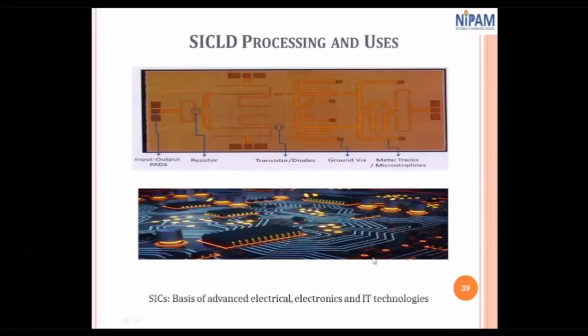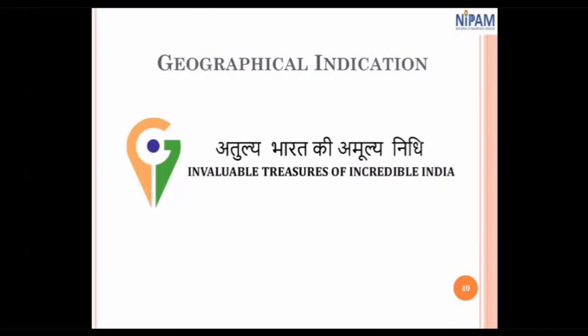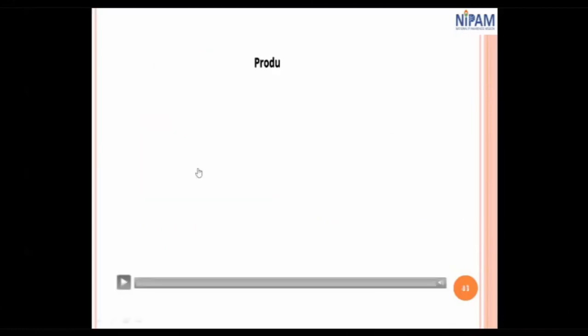So these are the basic ICs. As you can see, these chips are getting reduced in size and more components are added, so the fabrication of these ICs also needs to be protected by some form of IPR. SICLD deals with all sorts of IP products involved in chip fabrication. Now, talking about the last IP, which is geographical indications. Before that, I want you to watch a very interactive video about geographical indications.